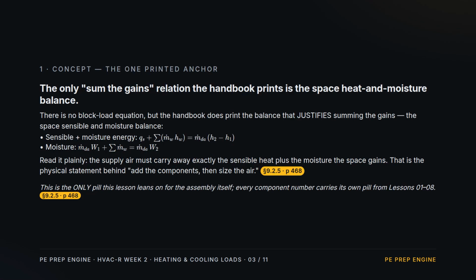Concept 2. The one printed anchor. There's no block load equation, but the handbook does print the balance that justifies the whole method, the space sensible and moisture balance. In words, the supply air must carry away exactly the sensible heat the space gains plus the moisture it gains. That's the physics behind add the components, then size the air. It's the only formula the assembly itself leans on. Every component number brings its own.